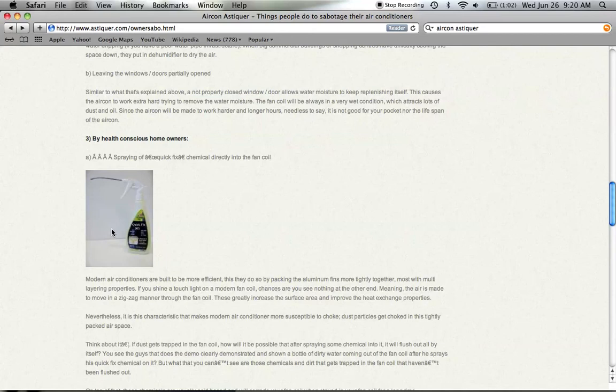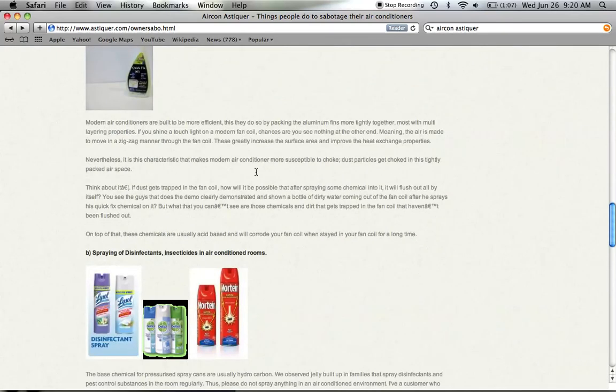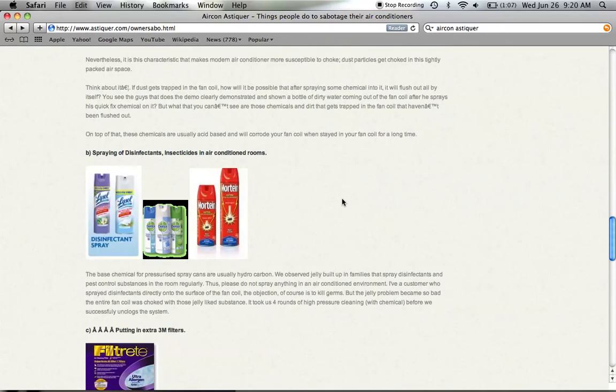That's because if the condensation from the fan coil can wash away the chemical, why in the first place is dust accumulating on the fan coil? It would have washed away by itself. So don't believe in this statement at all. It doesn't hold ground.